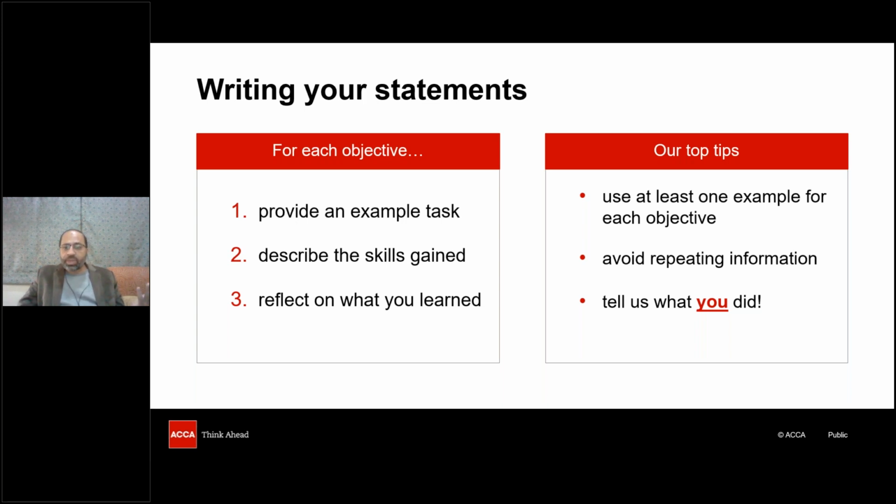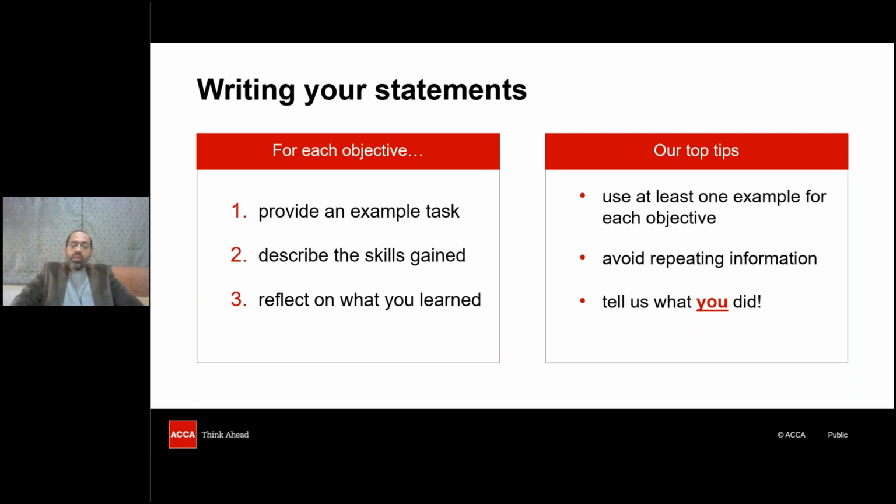Top tips include: use at least one example for each objective. When you're writing down the statement, do not ignore examples. Examples are very important. Do not repeat information across different performance objectives. If you already mentioned it once in a statement for a performance objective, do not repeat it for other performance objectives as well. They're all unique, they're all categorically written there, and that's why the experience gained or the skills gained would be different as well.